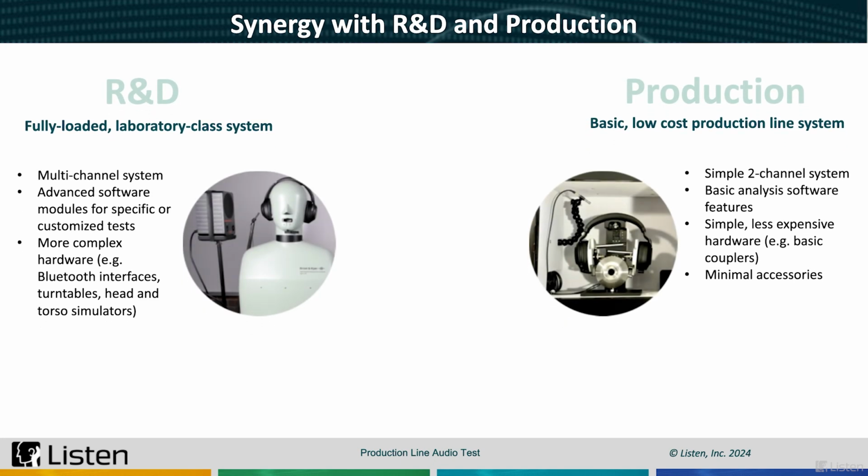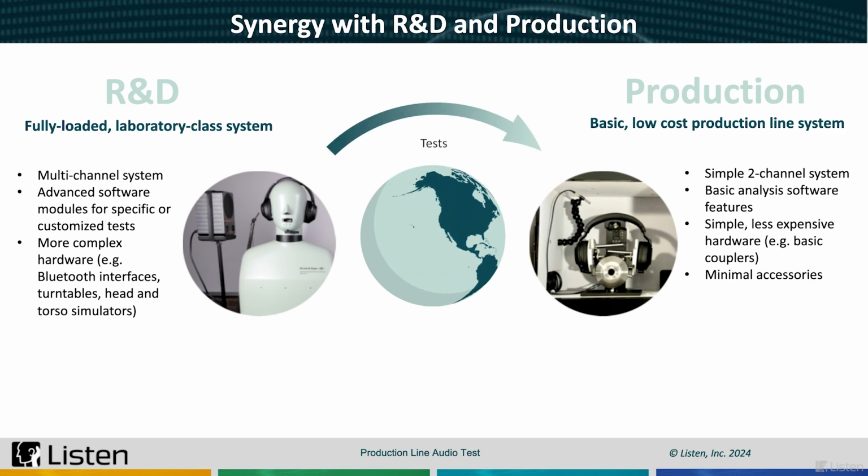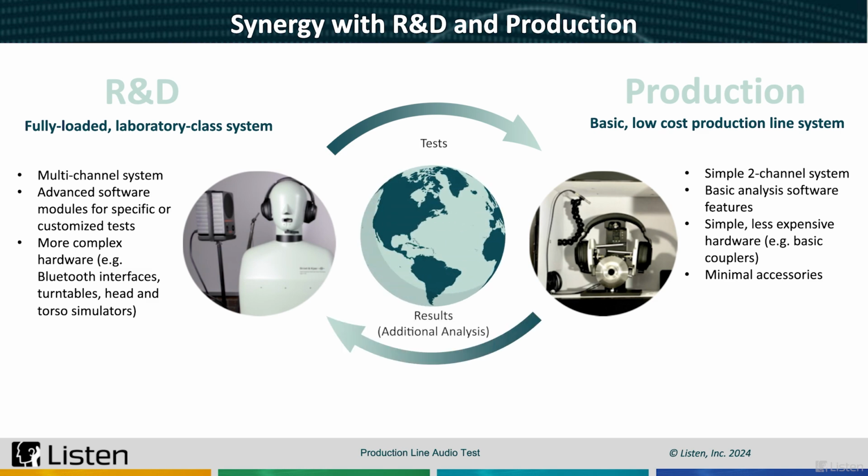The last thing we're going to talk about is compatibility with R&D. When R&D and production both use the same platform, even if one is a more advanced system than the other, you get a lot of synergy. It's easier to train people, you can easily move tests from R&D to production. R&D personnel can assist with production setup and detailed analysis or troubleshooting of production line results, and more. I talked about modularity earlier. This is another place you can see the benefits of this approach.